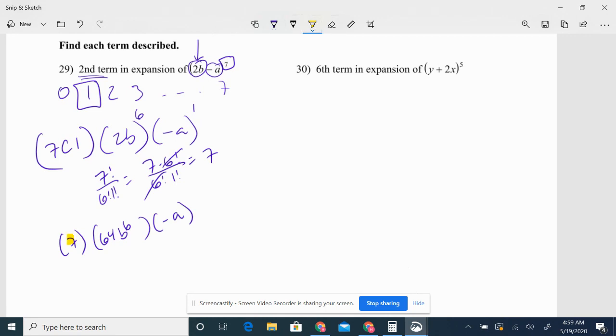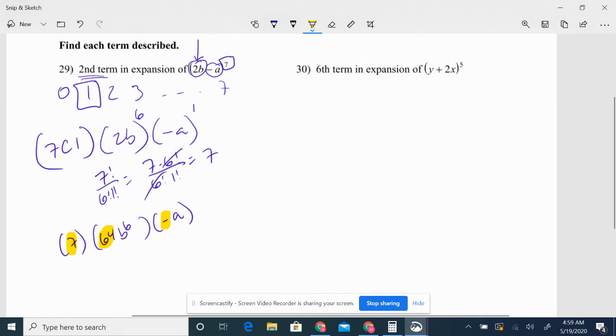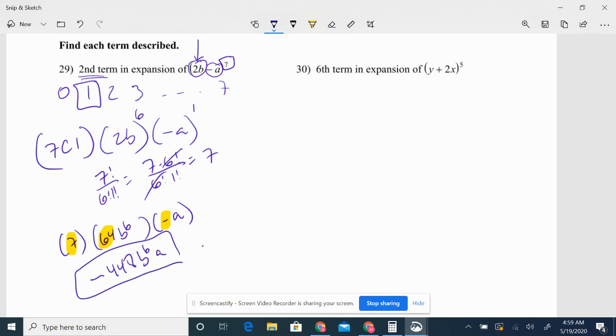All right, let's combine our numbers. When I say combine our numbers, I'm talking about 7 times 64 times negative 1. So it's going to give me negative 448, numbers wise. Letter wise, b to the 6 and a to the 1. How do you type this? Negative 448 b to the 6 a.